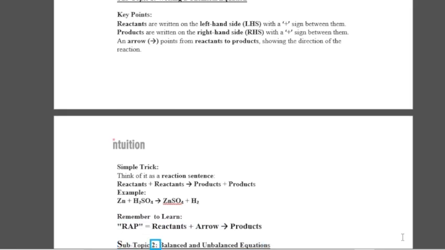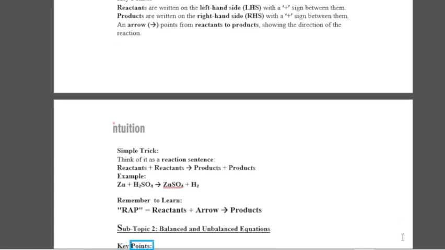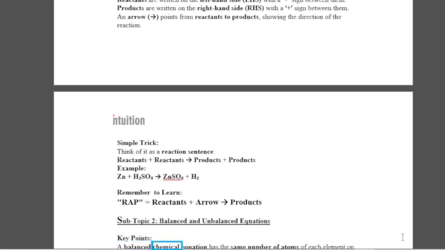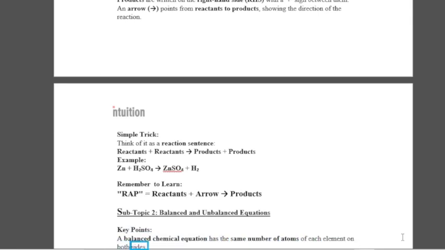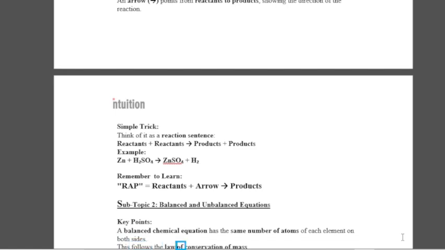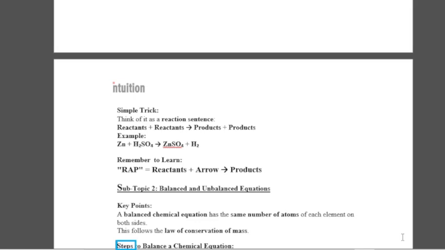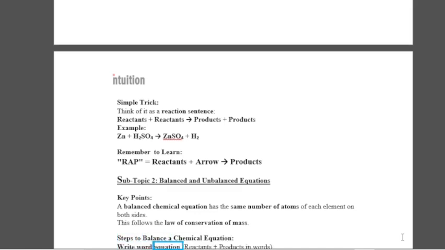Subtopic 2: Balanced and unbalanced equations. Key points. A balanced chemical equation has the same number of atoms of each element on both sides. This follows the law of conservation of mass. Steps to balance a chemical equation. Write the word equation: reactants plus products in words.